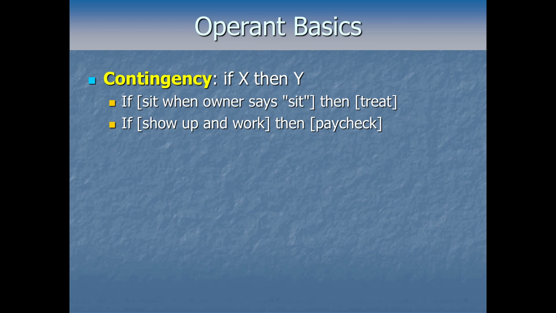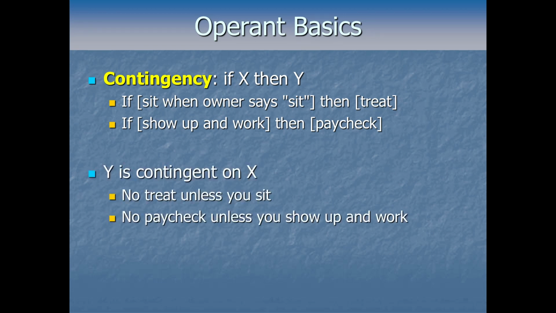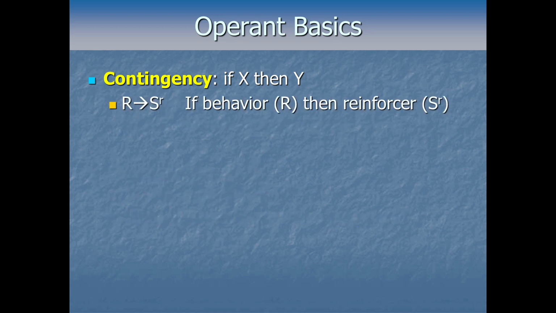In some sense, a human worker over time is learning, if I show up for work and do the work, then I get a paycheck. So the term contingency is because Y only happens if X occurs first. So Y is contingent on X happening. Basically, no treat for the dog unless you sit. No paycheck for the worker unless you show up and work. So setting up a contingency is a good way to get dogs to sit or people to work or any other behaviors you want.